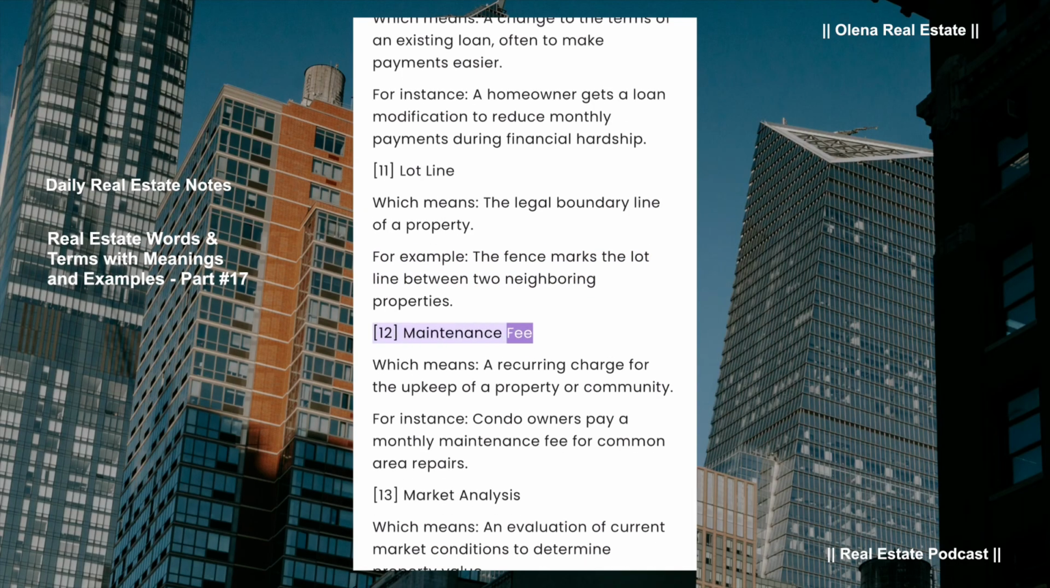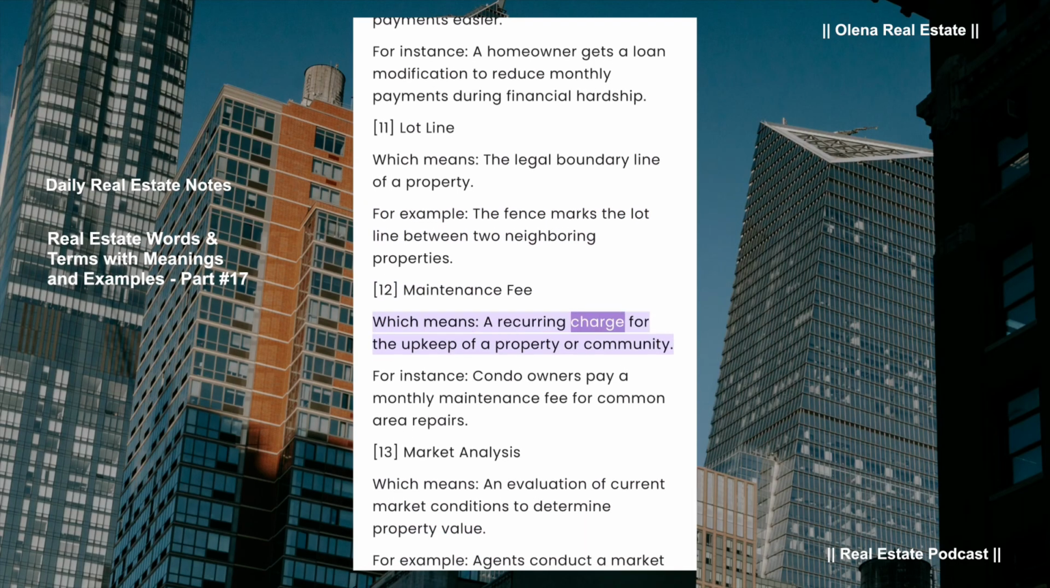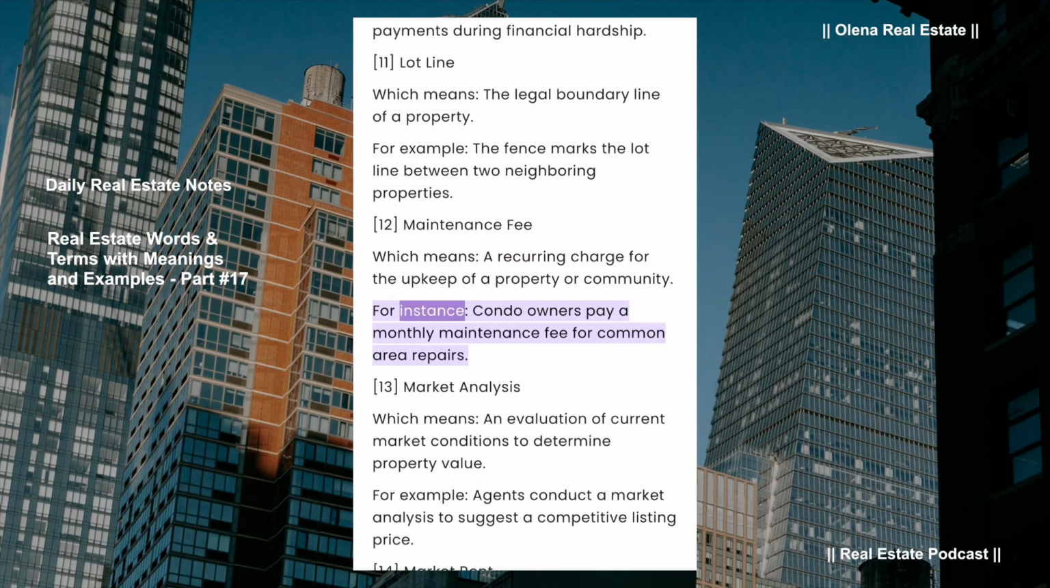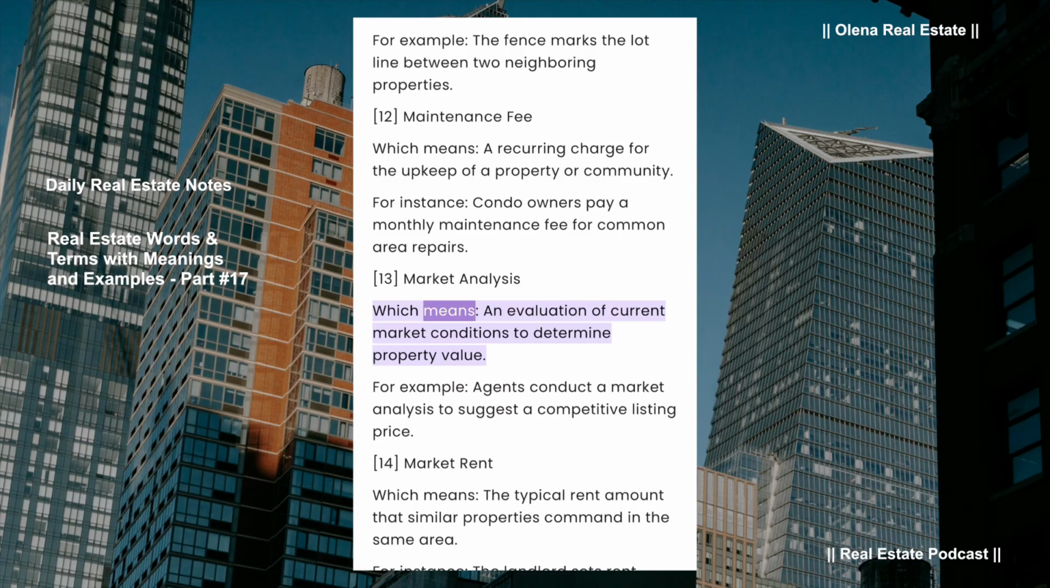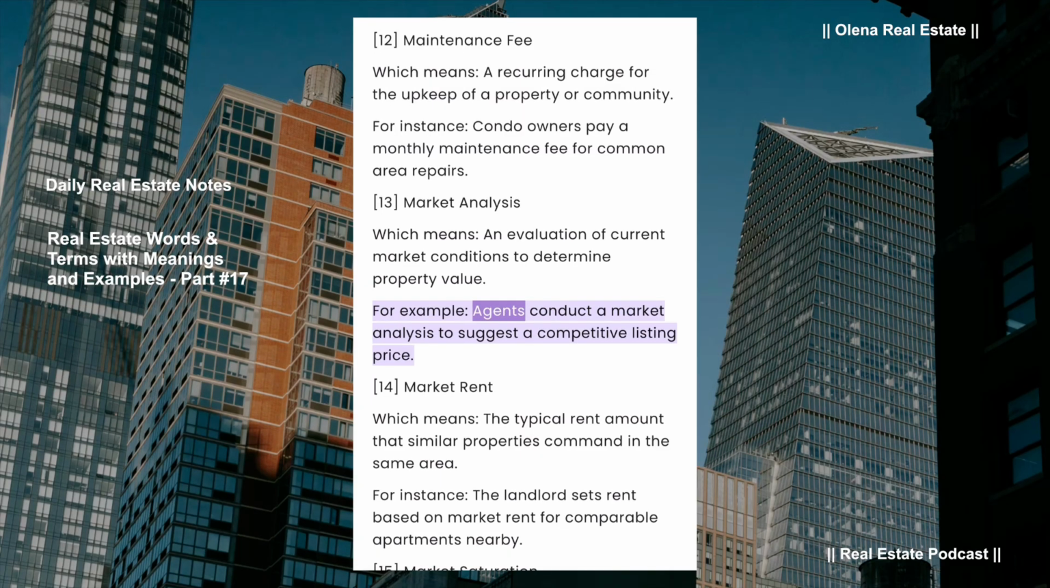Maintenance fee, which means a recurring charge for the upkeep of a property or community. For instance, condo owners pay a monthly maintenance fee for common area repairs. Market analysis, which means an evaluation of current market conditions to determine property value. For example, agents conduct a market analysis to suggest a competitive listing price.